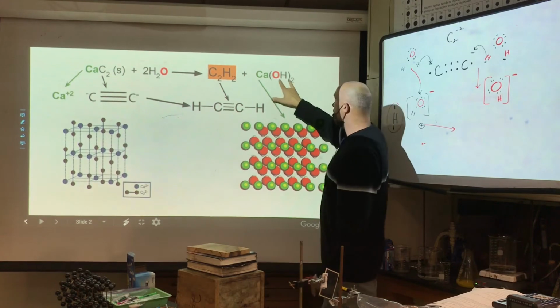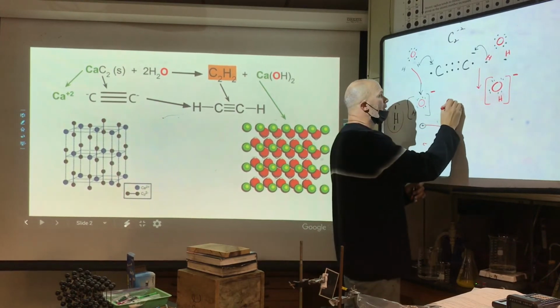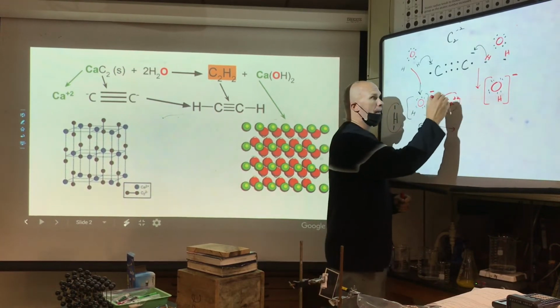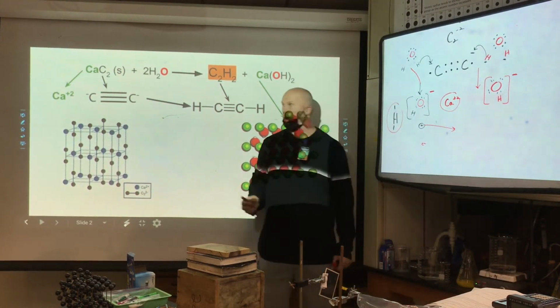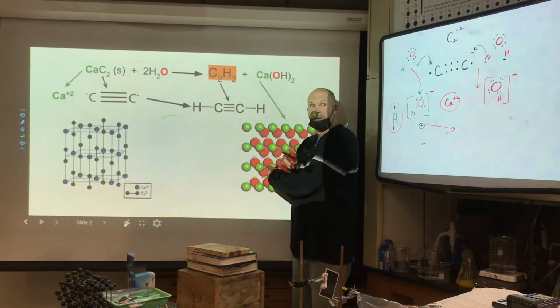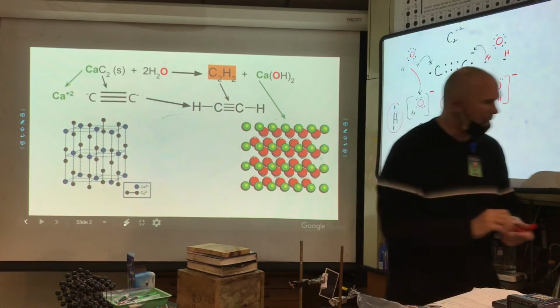And of course, we're producing what? OH minuses. So the calcium that comes out of the salt, because there's nothing attracting to it, can now what? Bond with the hydroxide, calcium hydroxide. And by the way, that's insoluble, and you make a new crystal. That's a white compound. By the way, that's called lime. All right? So let's look at the reaction.